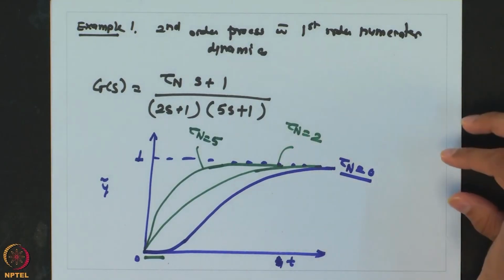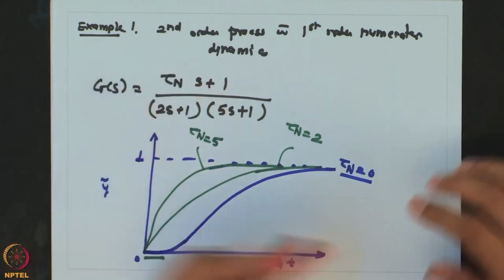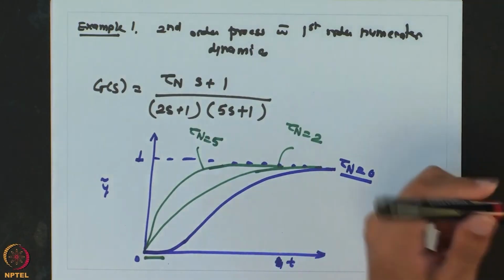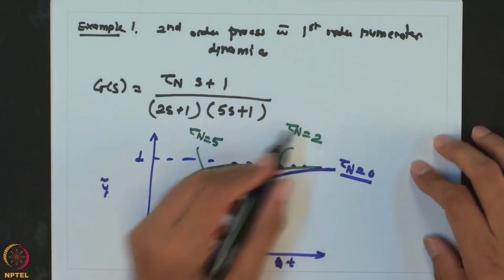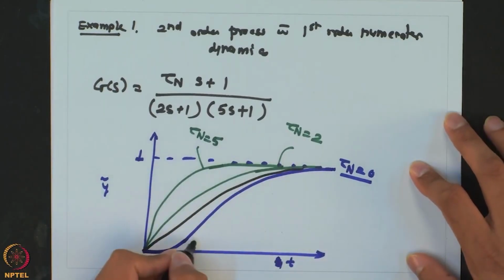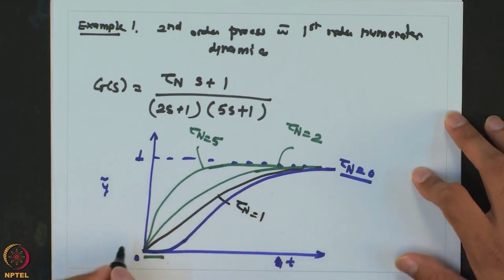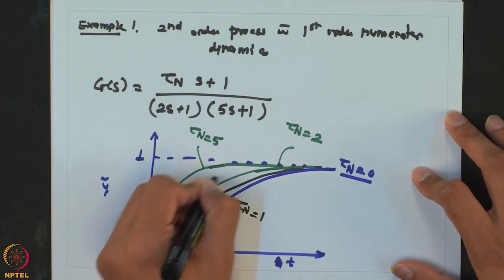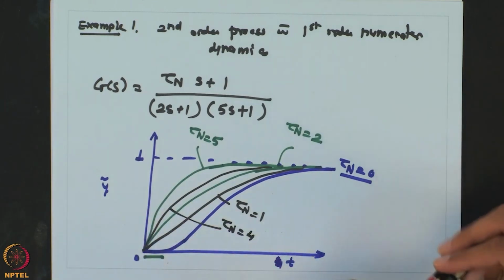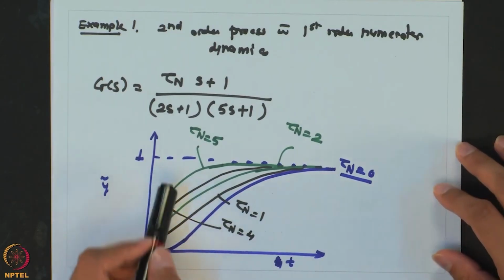Now, the interesting thing will happen when we keep on increasing tau n beyond 5. But before that, let me just redraw some of the responses. When tau n was greater than 0 but less than 2, the response would be something like this, which will be faster than tau n equal to 0, but slower than this. So, this is when tau n is equal to 1. When tau n is equal to 3 or 4, the response will be like this. So, what you can see is, as my tau n is increasing from 0, the response is moving in this particular direction.